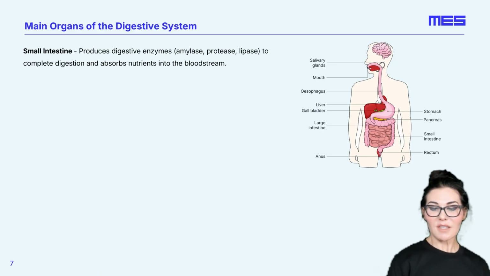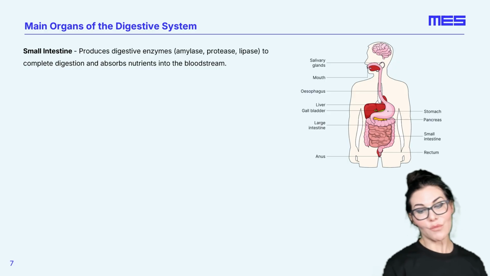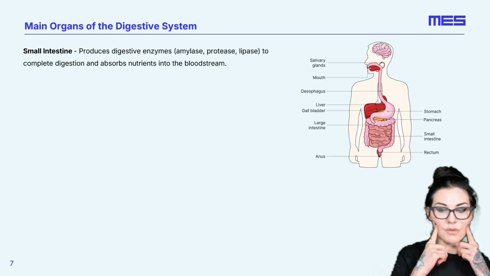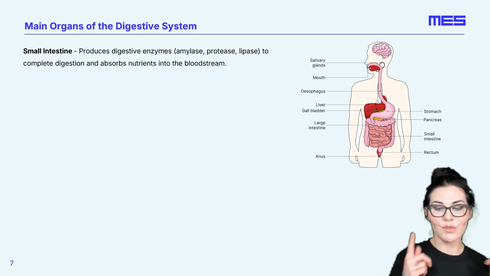The small intestine. The food has now passed from the stomach into the small intestine, and at this point the food has already gone under a little bit of digestion using enzymes. Remember the amylase from the saliva in the mouth, and we also have the protease in the stomach. But it's still not fully digested.